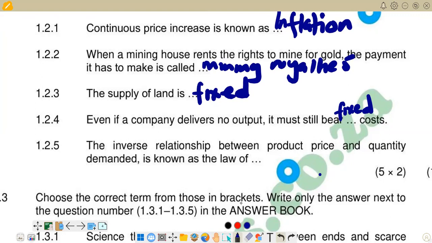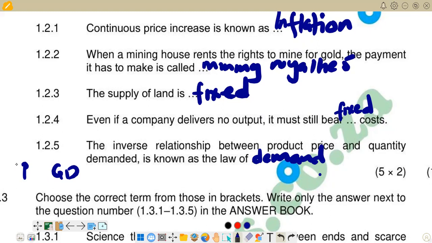The inverse relationship between product price and quantity demanded is known as the law of demand. This is demand, right? The law of demand entails that if price increases, quantity demanded is going to be reduced. So basically, we have two variables, price and quantity demanded. So there's an inverse relationship. Inverse means there's a negative. If one moves in a certain direction, the other will be moving in the opposite direction.